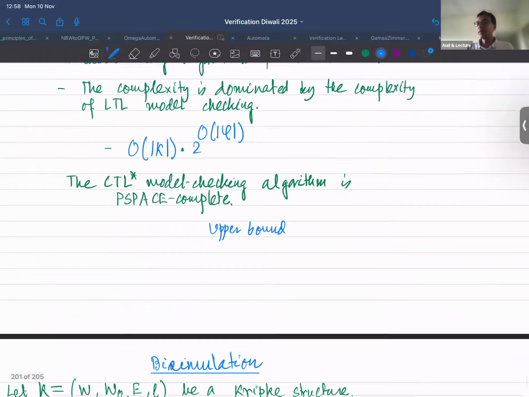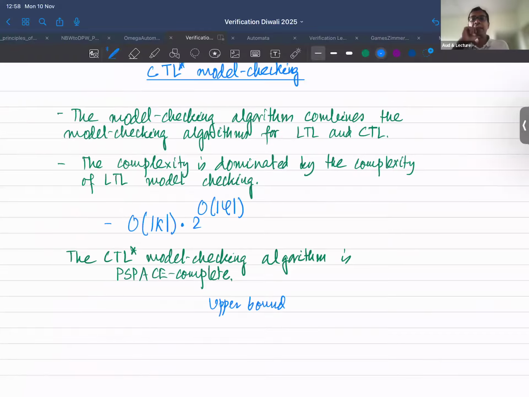So any question before we end? We had this non-counting languages based characterization for LTL. Is there a similar one for the intersection between LTL and CTL?